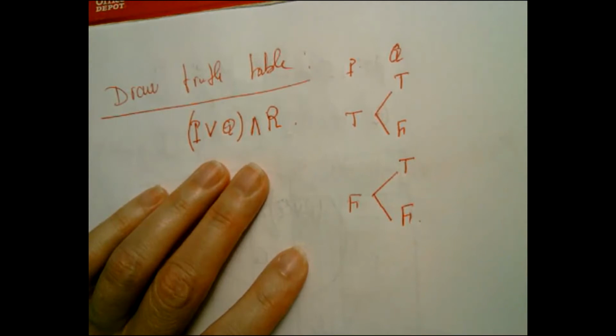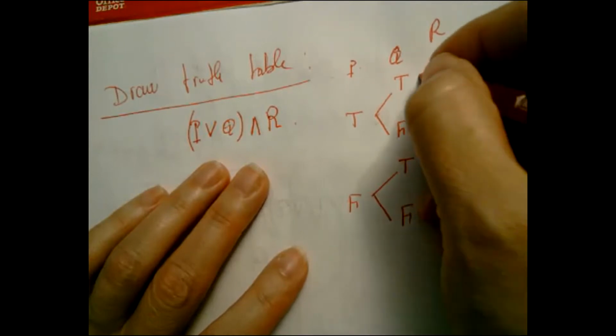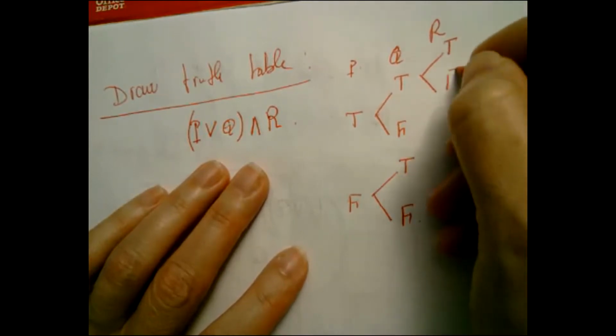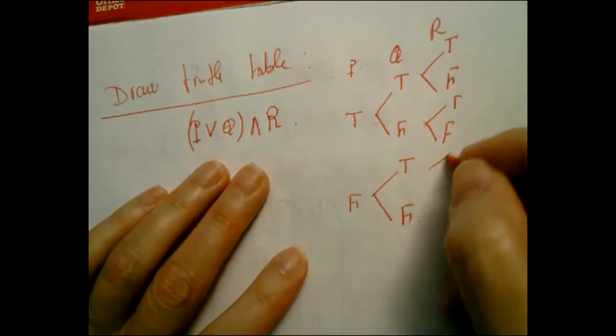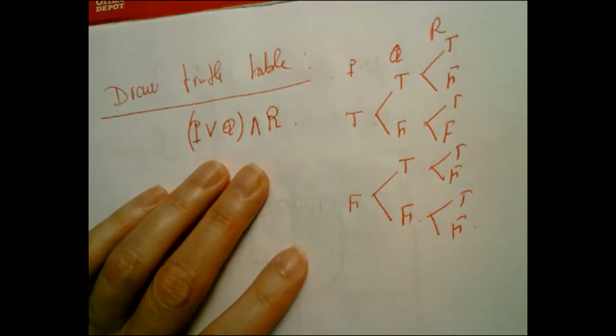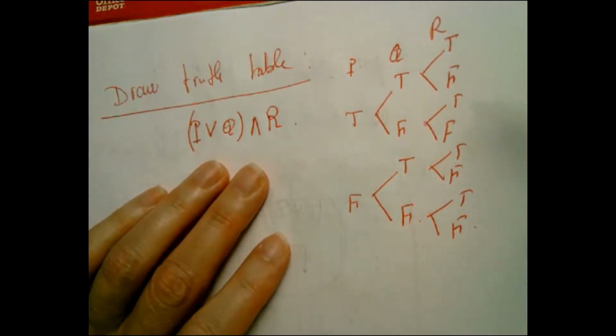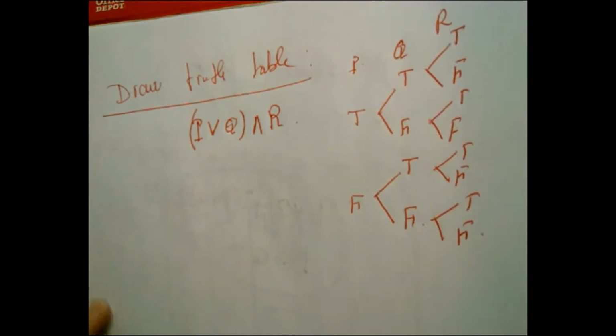Okay, so how many entries is this going to have? R, true or false, so for every possible, true, false, again, true, false, true, false. So how many possible scenarios or possible values are we going to have? 1, 2, 3, 4, 5, 6, 7, 8. Okay, so we're going to have 8 different possibilities of values for P, Q, and R.